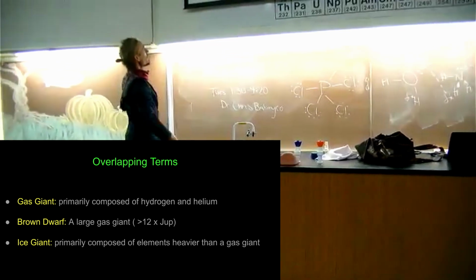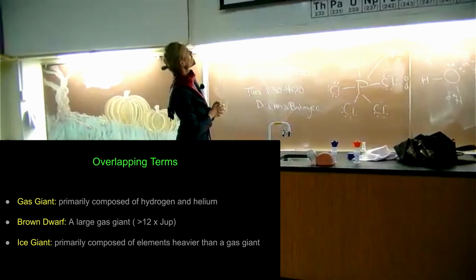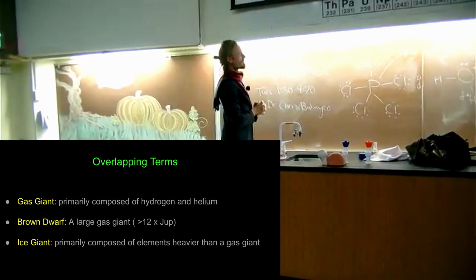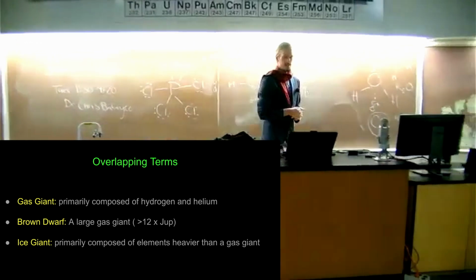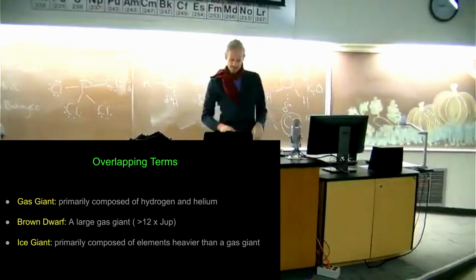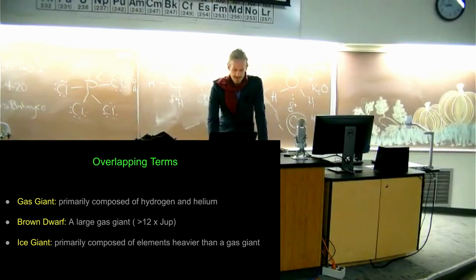Giants and stars and brown dwarfs are composed of hydrogen and helium. The brown dwarf is particularly large, and there's an arbitrary cutoff set at around 13 Jupiter masses. And then the ice giants are more complex, and we'll deal with them next time.